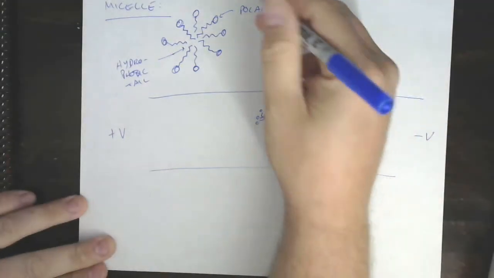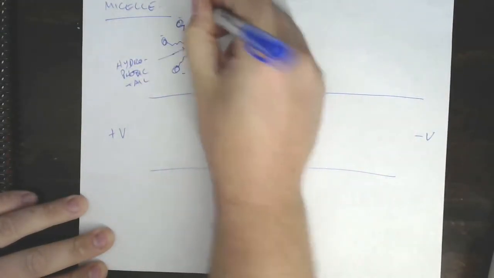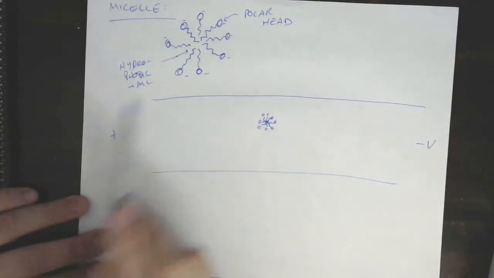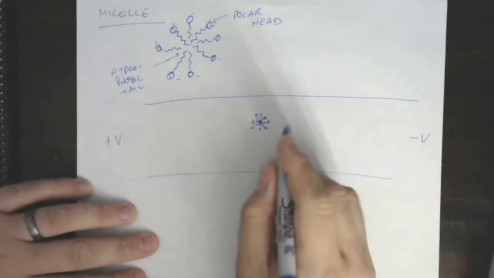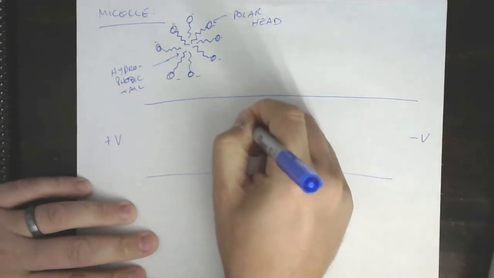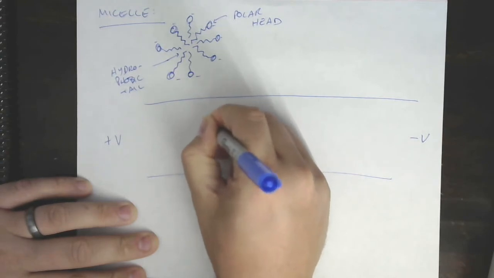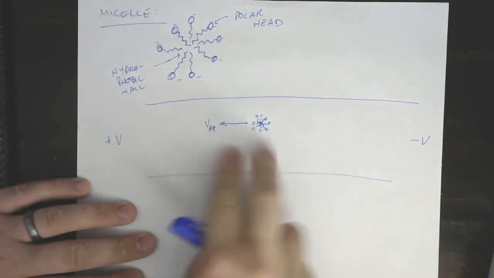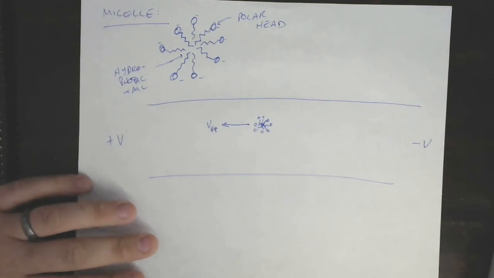Well, if it's SDS, we know that these head groups all have a negative charge. In fact, this makes a structure with a pretty decent density of negative charges. It's also pretty large in size, so those two factors are going to work against each other. But the bottom line is it's going to feel an electrophoretic velocity, VEP, back in this direction. Remember, EOF is probably pushing everything this way, but at least its electrophoresis is pushing it back this way.